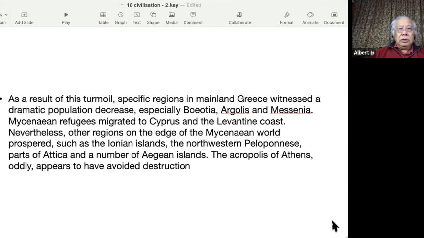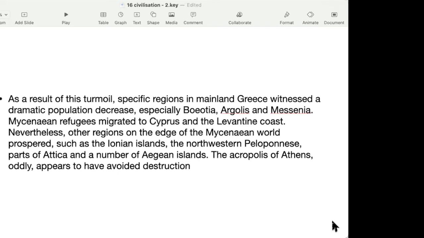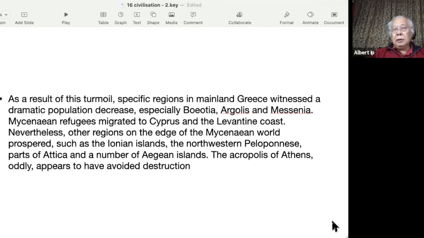As a result of this turmoil, specific regions in mainland Greece witnessed a dramatic population decrease, and people migrated away, and other regions on the edge then prospered, and then eventually it will come back. Sometimes it seems another area can avoid destruction, whereas some can't. So whether a civilization can sustain something depends a lot on opportunity and chance.